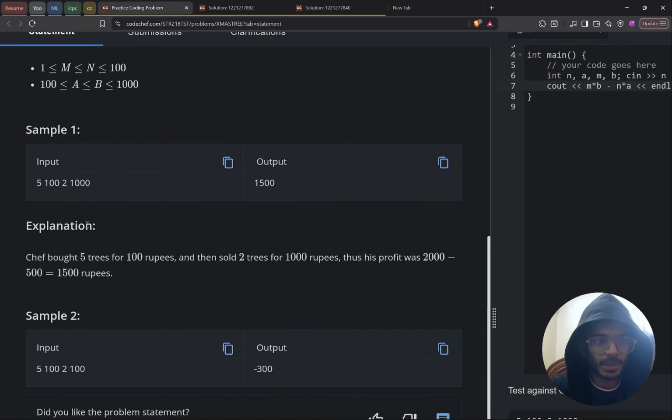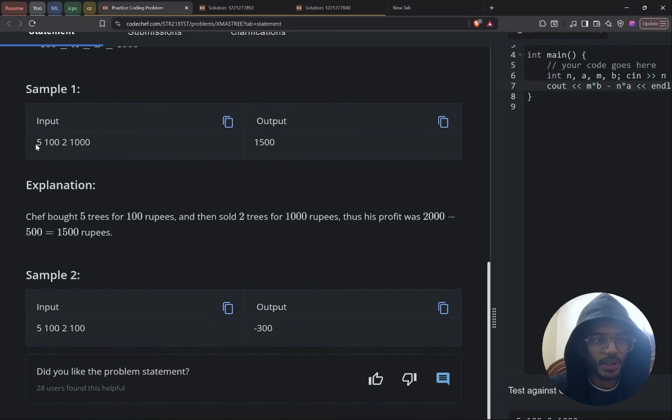So let's see the first sample input. Chef bought five trees for 100 rupees each. So the cost of purchase of chef is equal to 100 into 5, that is 500. And chef sold two trees for 1000 rupees each. So chef made a total sales of 2000 rupees. Now the profit or loss of chef is the total sale minus the total purchase, that is 2000 minus 500, which turns out to be 1500.